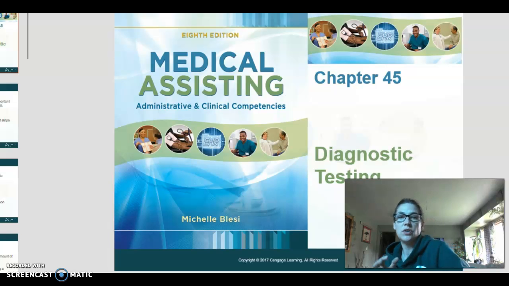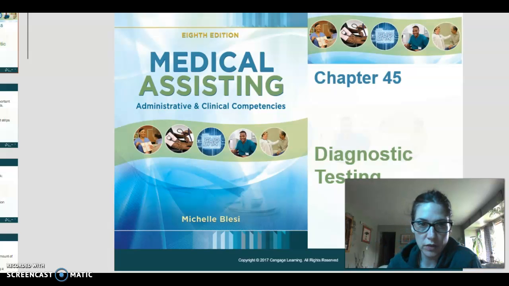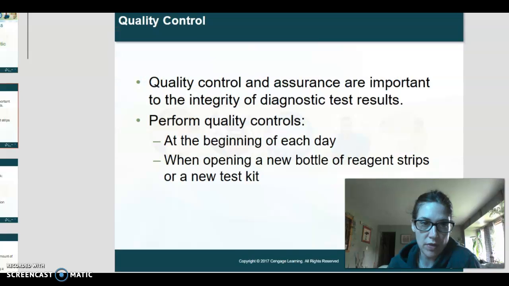Okay, so for diagnostic testing, this is chapter 45, and this is the micro lecture that's going to correlate with that. So what we're talking about here is quality control and quality assurance. So it's QA and QC. These are important to the integrity of diagnostic test results.